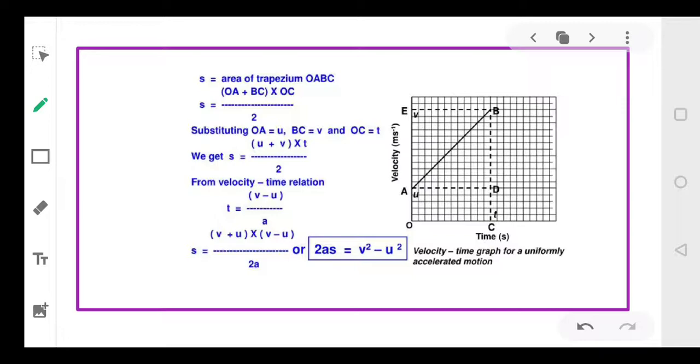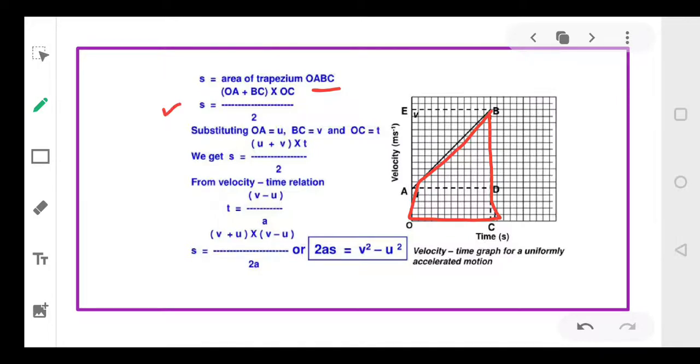Now again here we will calculate S. This complete area we will take out. So we have to calculate the area of the trapezium. This is again your trapezium, and the name of the trapezium is OABC, right? The area of the trapezium is equal to the area of a triangle plus the area of a rectangle, right? This is your triangle ABD and this is your rectangle AODC.